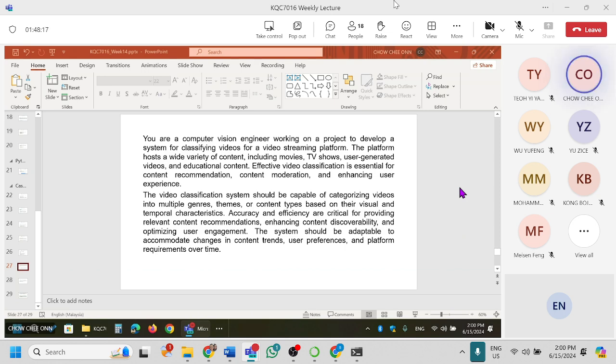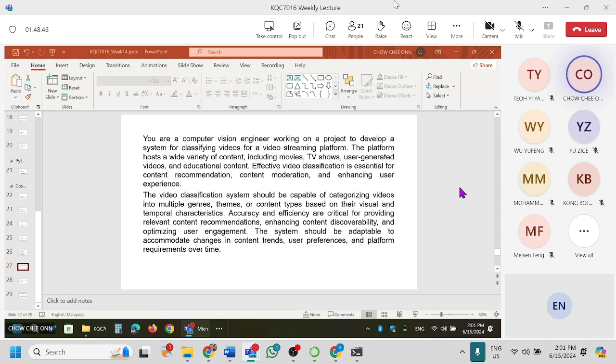This is the introduction of the questions. I didn't give the questions yet. So, a computer vision engineer is working on a project to develop a system for classifying video for a video streaming platform. The platform hosts a wide variety of content, including movies and TV shows, just like, for example, Netflix, or your TV box, which is illegal.